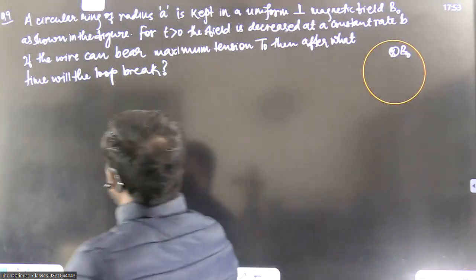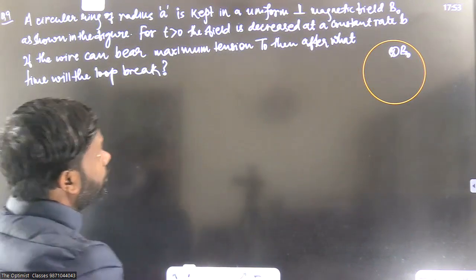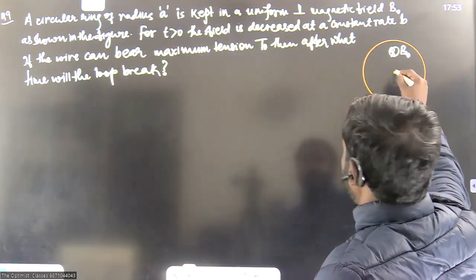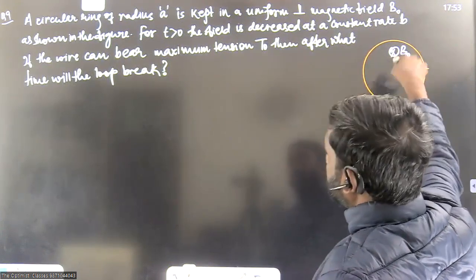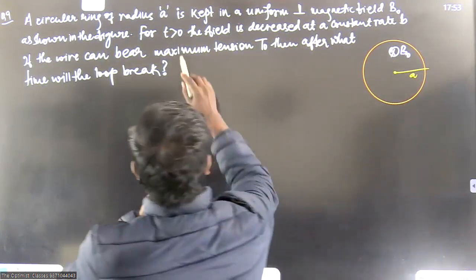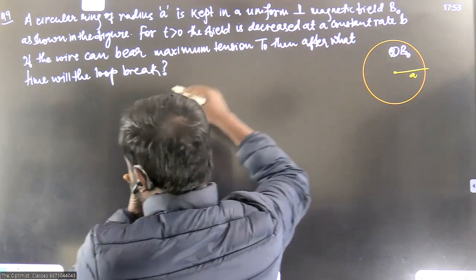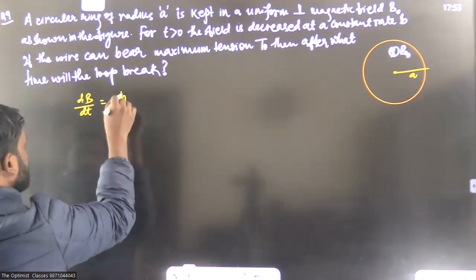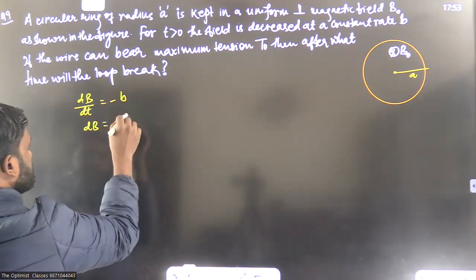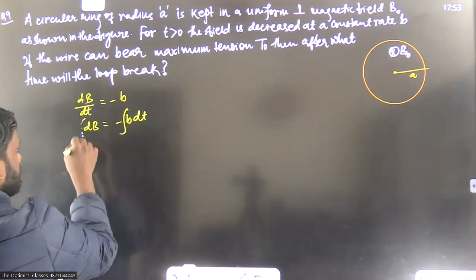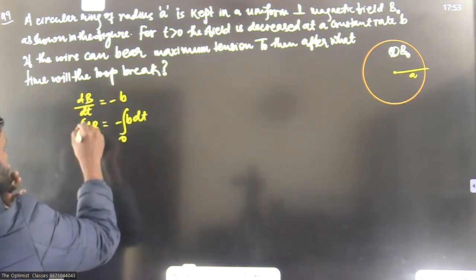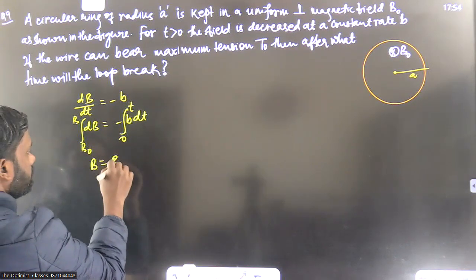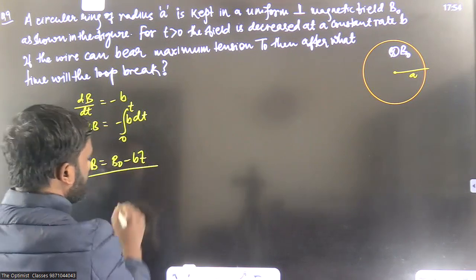Now, question number 9, it says a circular ring of radius A is kept in a uniform perpendicular magnetic field B naught, as shown in figure. So this is a ring of radius A. It is kept in a magnetic field B naught. For t greater than 0, field is decreased at a constant rate B. So here actually we have dB by dt is equal to minus B. So at some instant of time, dB is minus B dt. Let's integrate. At time 0, magnetic field was B naught. So at some time t, magnetic field is B. So we'll get from here B is equal to B naught minus Bt. So at some instant of time, magnetic field is this.